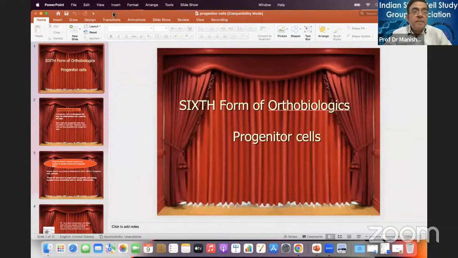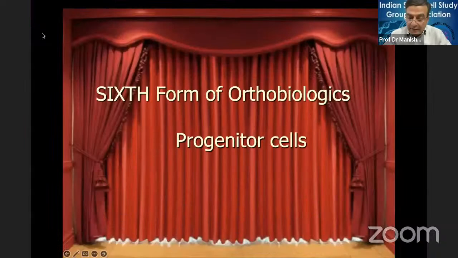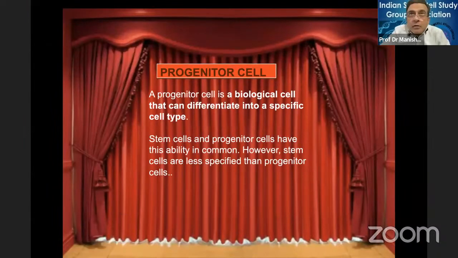So progenitor cells are nothing but a more specific form of regenerative potential cells. Truly speaking, what we have discussed till now is hematopoietic stem cells and mesenchymal stem cells. Now we are focusing on some undifferentiated type of cells which are there in the BMAC, in your bone marrow aspirate, which you're going to concentrate and utilize. They are the biological cells that can differentiate into specific cell types. Stem cells and progenitor cells are almost the same as their ability is common. However, the stem cells are less specific than progenitor cells.